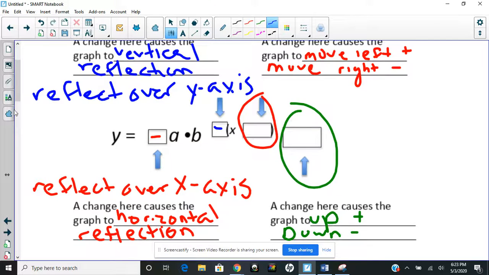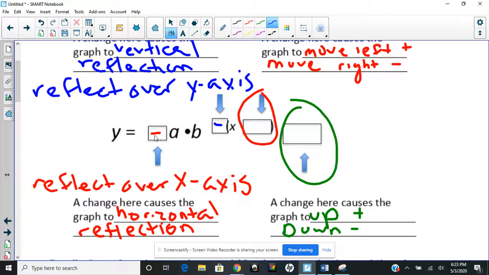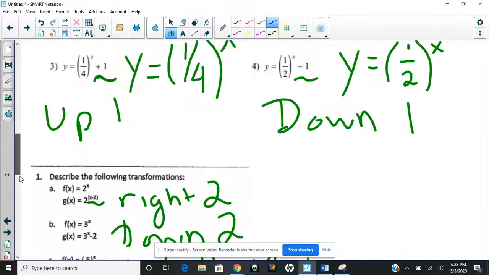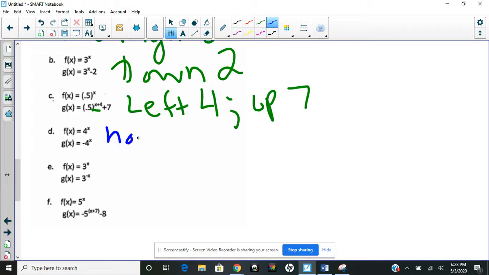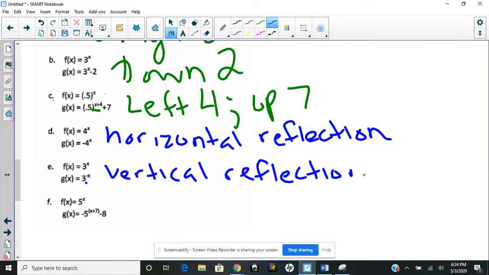Okay, let's do it. I'm going to go down and we're going to finish up these problems that I did not finish in the last video. When we're looking at D right here, we have a negative in front of every single thing. So I'm going to go back to my rules, and when I have a negative in front of everything, that's a horizontal reflection. So I'm going to say horizontal reflection. When I look at E, I just have a negative in front of the exponent, so that's going to be my vertical reflection. So I had a horizontal reflection, a vertical reflection, and then F is taking a lot of our rules and kind of mashing them together.